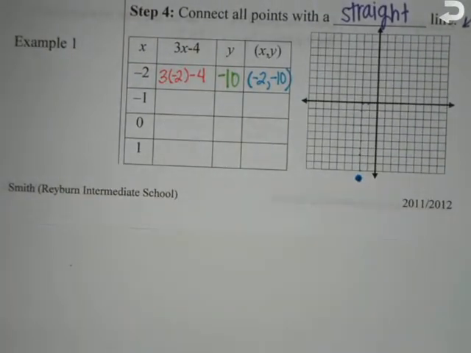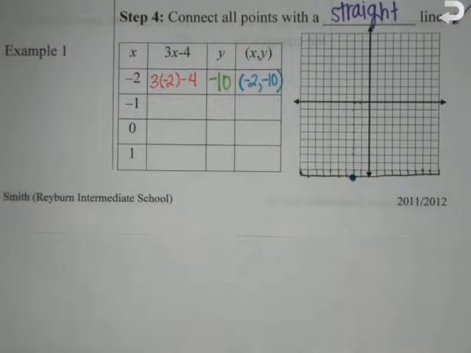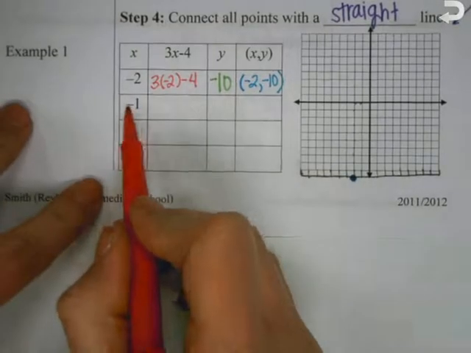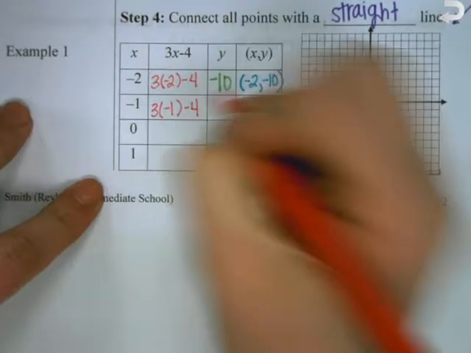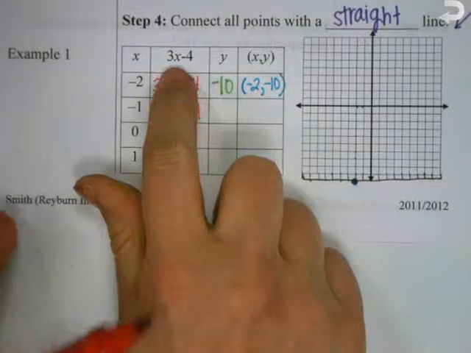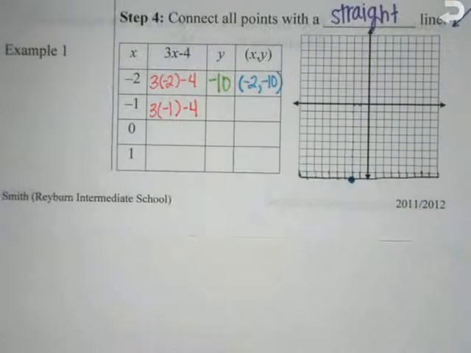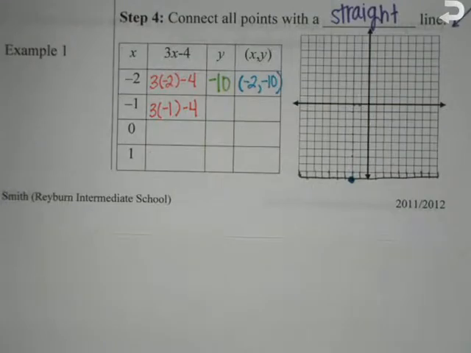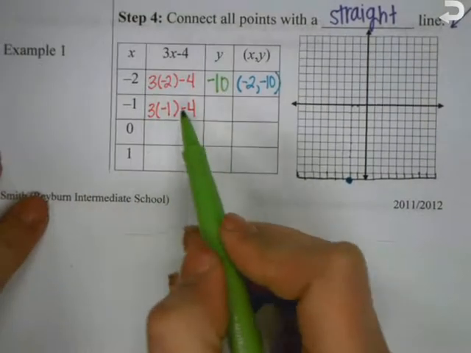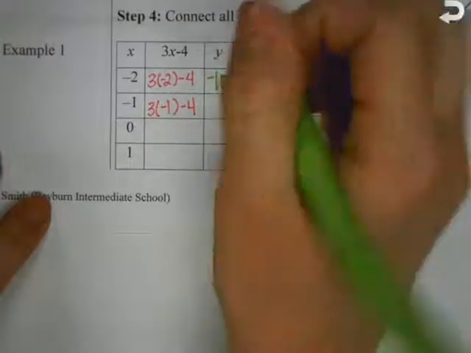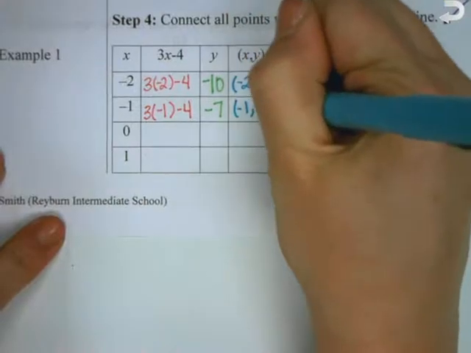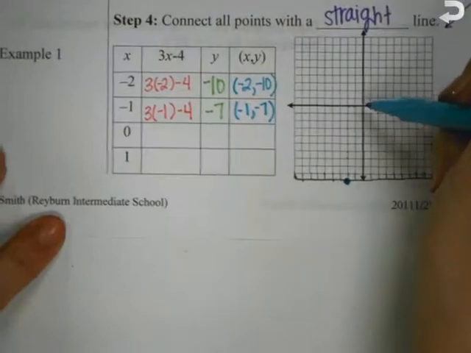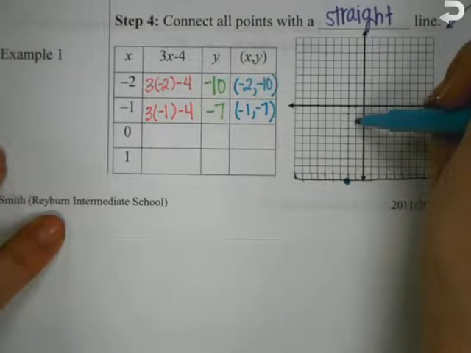Okay, so my next x value is -1. So we're going to plug that into the equation. This time it's 3 times -1 minus 4. Here's your equation at the top of the chart. It'd be -7. 3 times -1 gives me -3, and -3 minus 4 is -7. So what's my point there? -1, -7. So let's graph that. Over -1, then down 1, 2, 3, 4, 5, 6, 7.